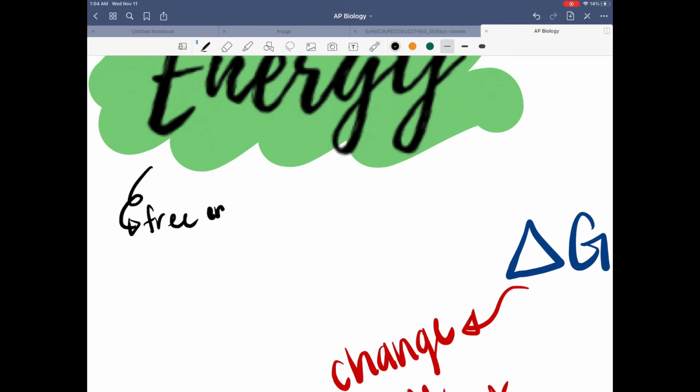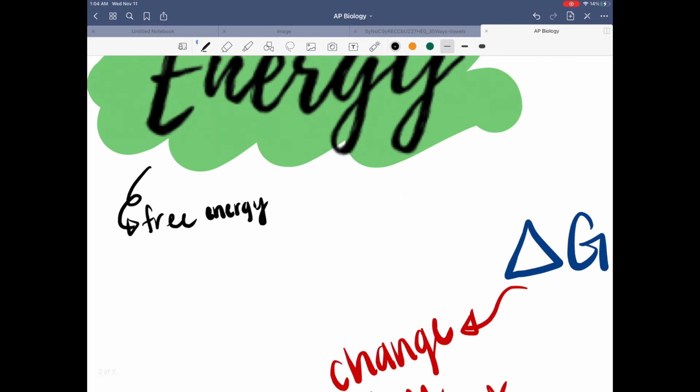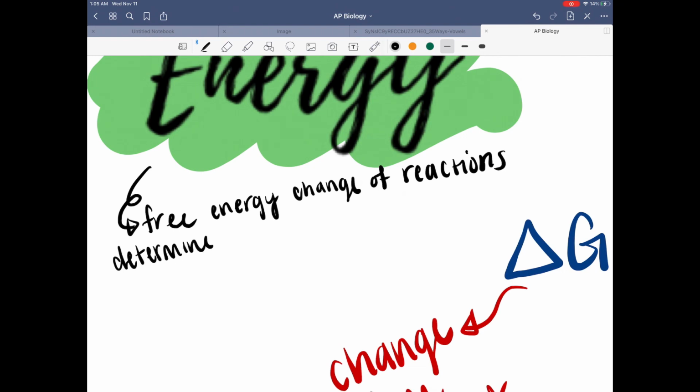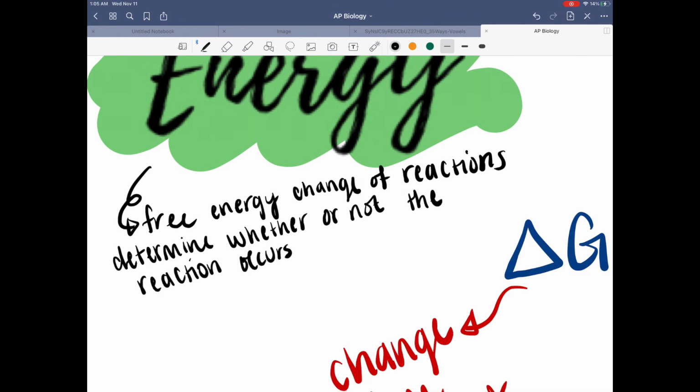All right, continuing on, I want us to remember that when we look at free energy, the total that we get for the free energy is going to tell us whether or not that reaction is going to happen spontaneously. Meaning, is this reaction going to happen without any outside input or any outside energy required? Can that reaction happen all on its own?